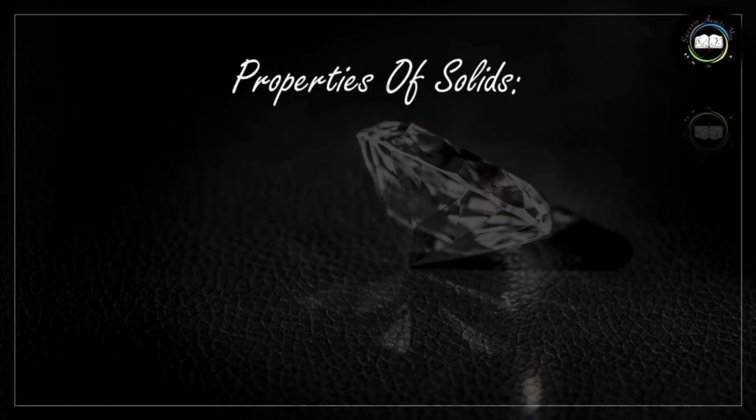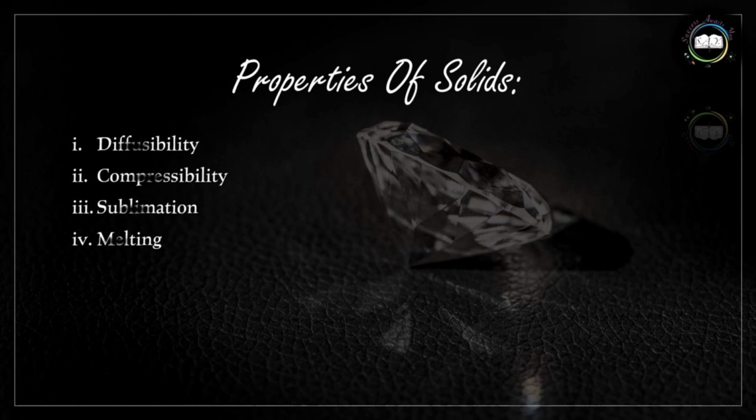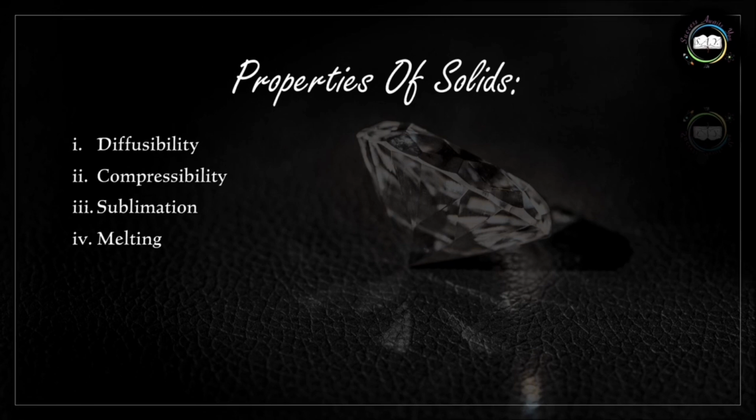Now moving on to the properties or behavior of solids. Number 1, diffusibility. Diffusion also occurs in solids, but at a very slow rate. If a polished piece of zinc is clamped with a piece of copper for a long time, after a few years, we will see that some particles of copper have penetrated into zinc. It shows that diffusion in solids is possible, but it occurs very slowly.